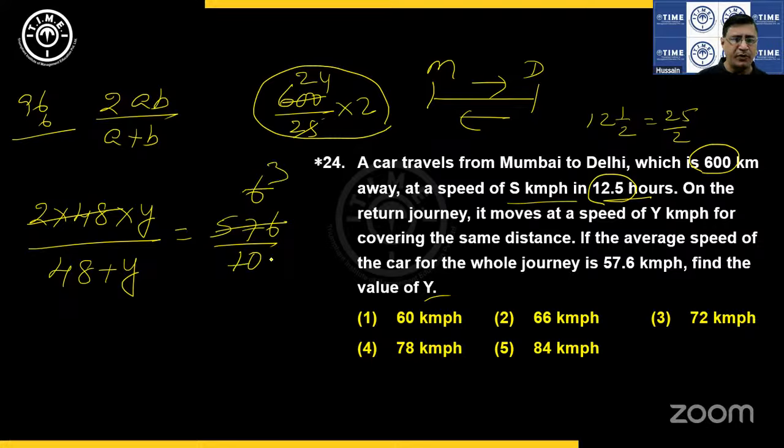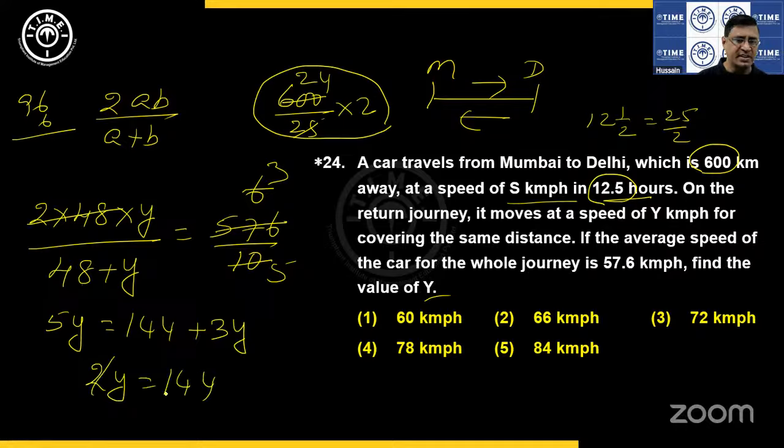Now simplify 3 by 5. 5y is equal to 3 times 48. 3 times 40 is 120 plus 24, 144 plus 3y. So 2y is equal to 144. Now it goes exactly 72 times. What about the speed of the car in the return journey? That is 72 kilometers per hour. Means the value of y is equal to 72 kilometers per hour. Right choice, option number 3. Third choice is the correct answer.